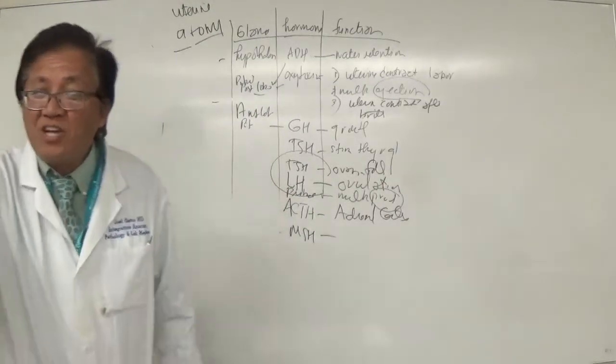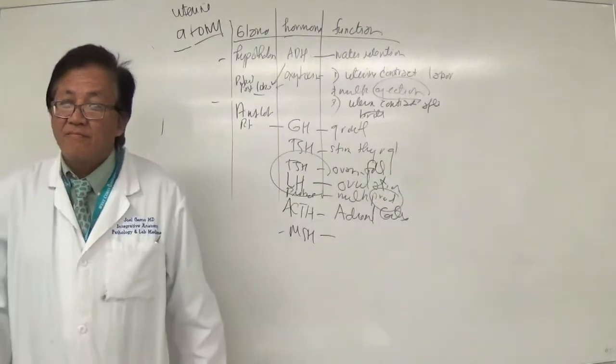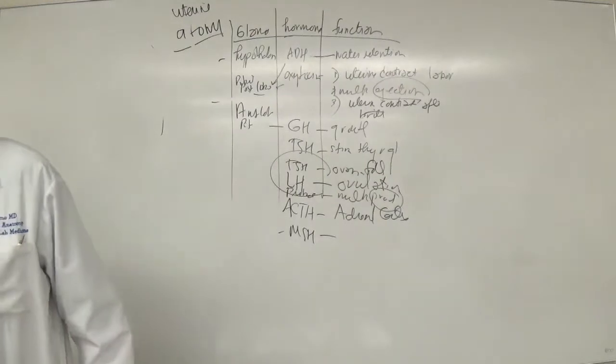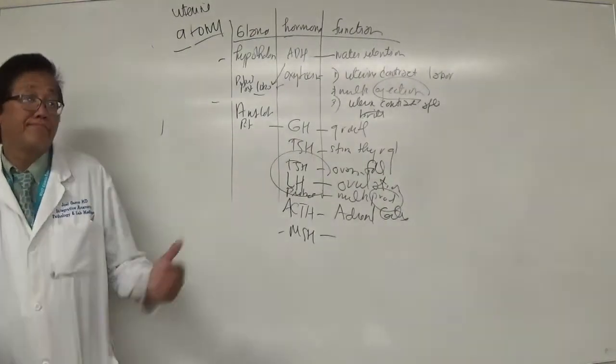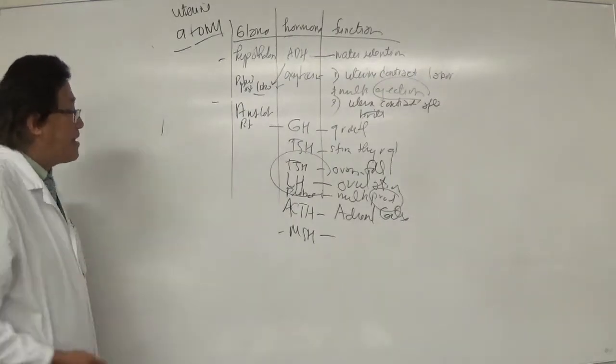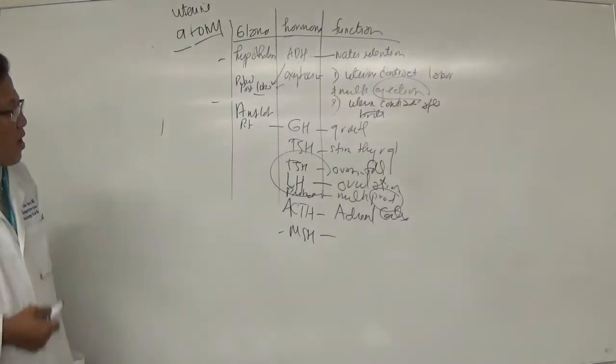Hi, my name is milk ejection. What is your name? Oxytocin. Hi, my name is milk production. What is your name? Prolactin. Simple, right? How can you miss that? Okay. What else? Anything else? We have the growth hormone, TSH. That's all.